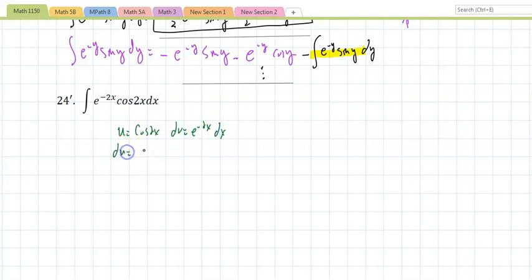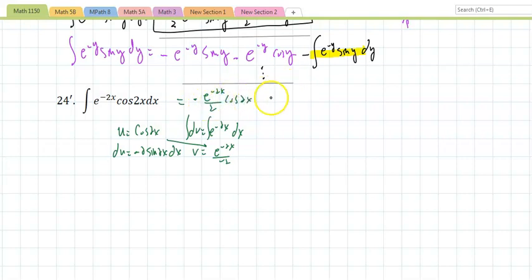If I take a derivative, that's negative twice the sine of 2x dx. And if I integrate dv, I will get v to equal e to the negative 2x divided by negative 2. First step, you multiply those, negative e to the negative 2x divided by 2, the cosine of 2x, minus the integral of the product of those. 3 negatives will cancel out. That 3 negatives will keep at a negative. The 2's cancel out. So I'm left with e to the negative 2x sine of 2x dx.